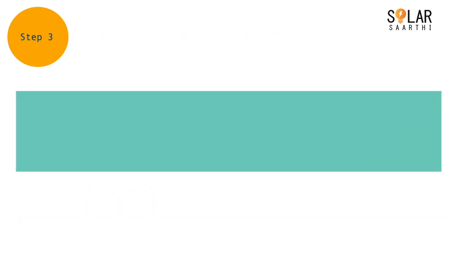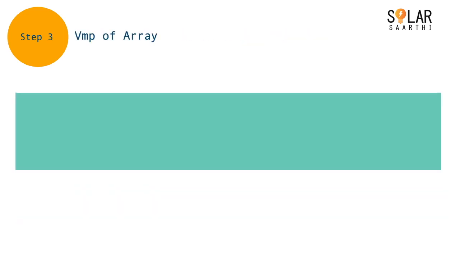Now step 3 is to calculate the VMP of the array. Again, from the datasheet we know that the VMP of the module given to us is 37 volts. The number of modules in series is 10. In series the voltage adds up, so the total VMP of the array is 37 into 10, that is 370 volts. Again, this value would be directly added into the voltage drop calculation formula.